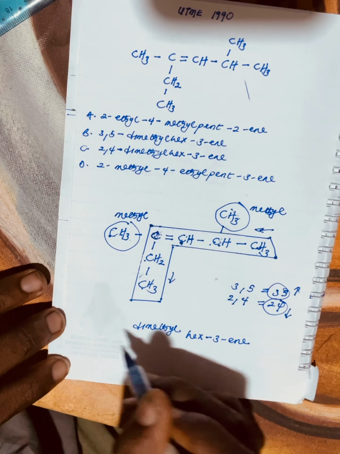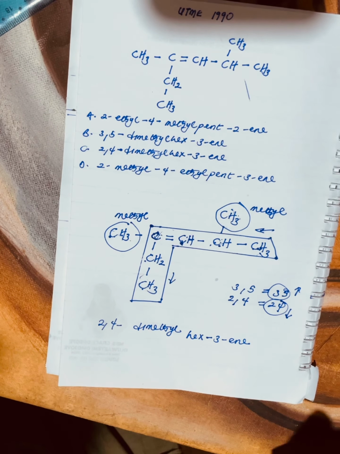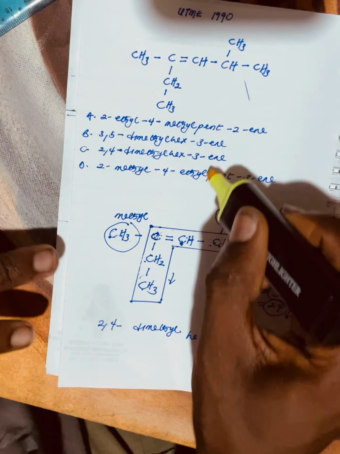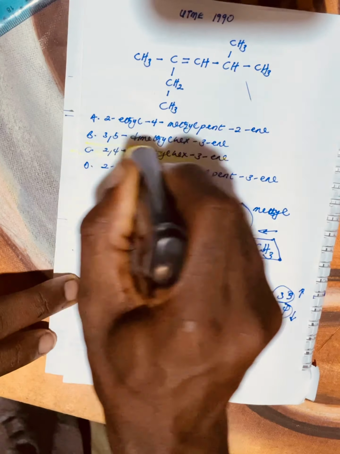So our name will be 2,4-dimethyl-X3-ene, which is this right here in option C.